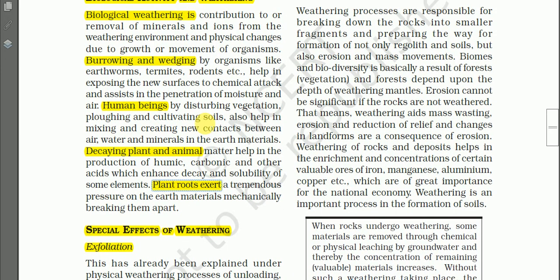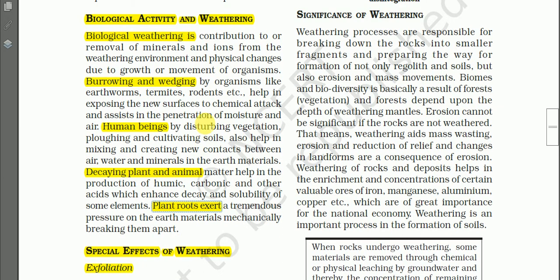So in this way, burrowing animals, small organisms, earthworms, termites, rodents, human beings, then plants help in the breaking down of rocks, what we call biological weathering.